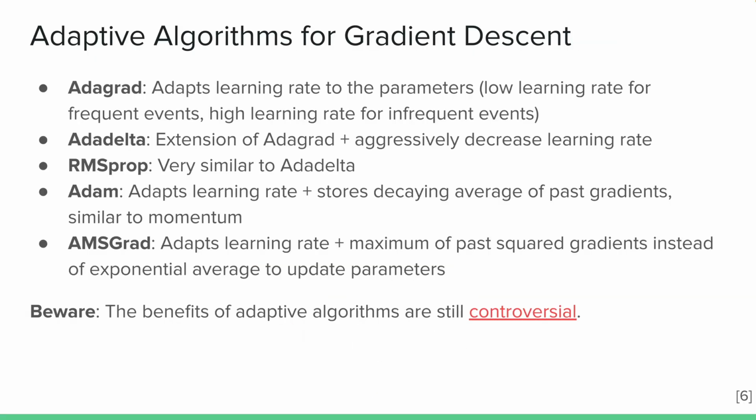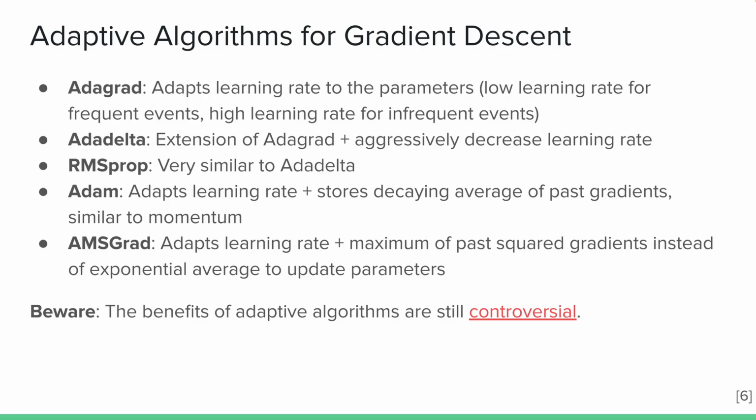There are also a couple of other algorithms for gradient descent, which are called adaptive algorithms, that have the benefit that they can kind of adapt to your data or can adapt the learning rate of specific parameters. For example, Adagrad adapts the learning rate to the parameters. So if you have some events that are very frequent, you have a lower learning rate, and for infrequent events, you use a higher learning rate. AdaDelta would be an extension of this, which also aggressively decreases the learning rate. RMSprop was invented around the same time, and it's very similar to AdaDelta.